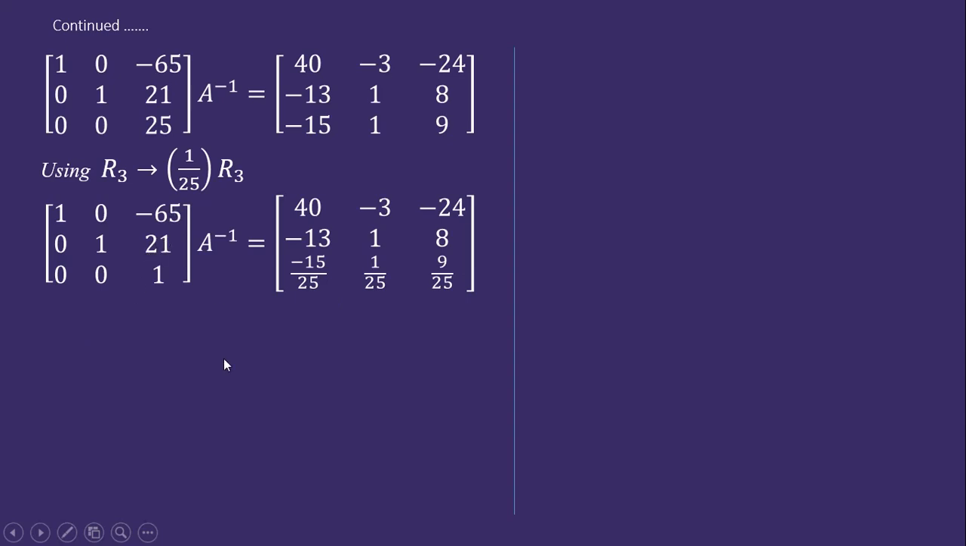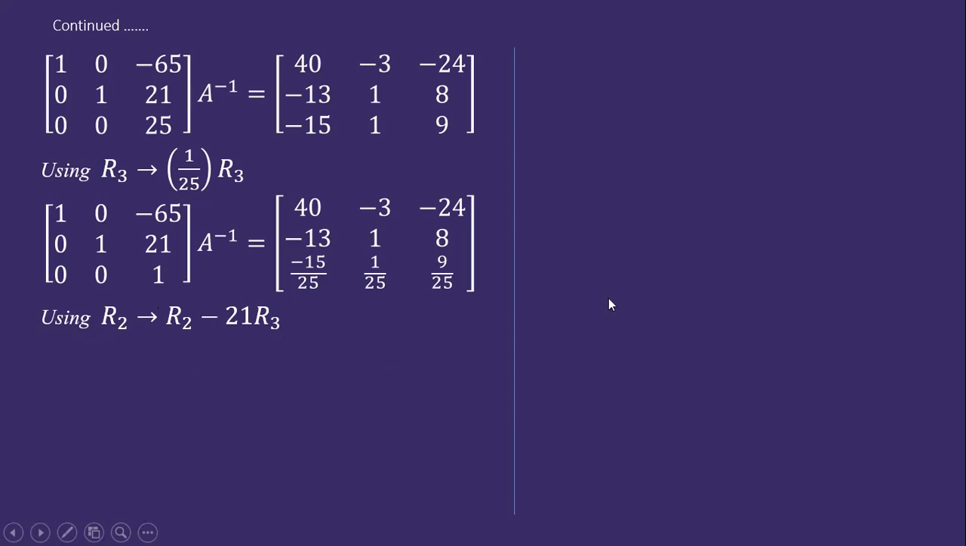Now these two elements we have to adjust. Using this one we can make 0 here. We multiply third row elements by 21 and subtract from second row, and we can make 0 here also. We multiply third row elements by 65 and add to first row to get 0 here. So we apply this transformation. First we make 0 here, R2 to R2 minus 21 R3.